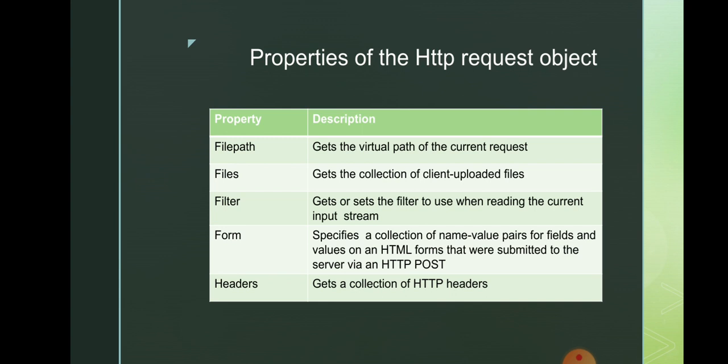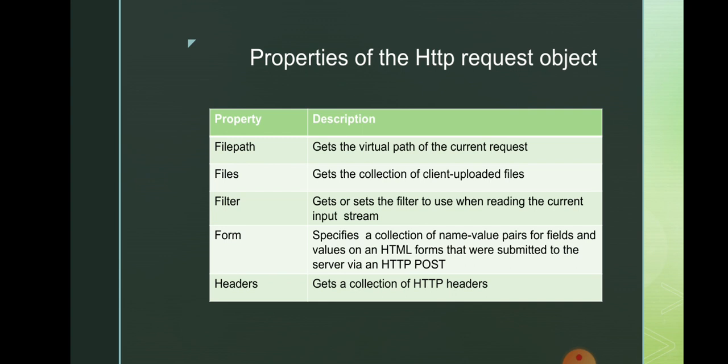Next, forms. Form means it is a collection of elements. Just imagine our Visual Basic form. What is the content of the form? It may be a label box, text box, command button, anything else in the form. Just like that, form specifies a collection of name value pairs for fields and values on HTML forms that were submitted to the server through an HTTP post.